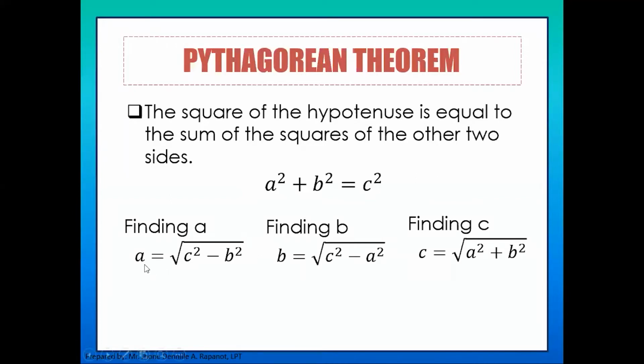So, for finding A, we have A is equal to the square root of C squared minus B squared. For finding B, we have B is equal to the square root of C squared minus A squared. Now, for finding C, we have C is equal to the square root of A squared plus B squared. So what you're going to do here, as long as other sides are given, is plug in the values of those known sides in order to solve for the unknown values by merely applying the operations provided in each equation.